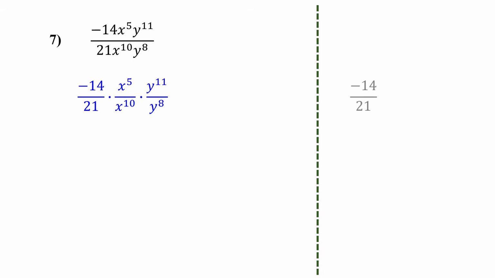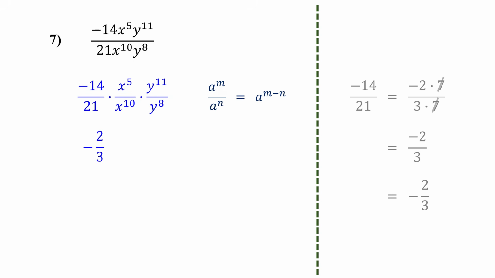Start with the coefficients. -14 and 21 share 7 as a common factor. So this simplifies to -2/3, right? Place the negative sign in front. Now for the variables, keep the base and subtract the exponents. So for x, 5 minus 10 equals -5, so we get x to the -5th. For y, 11 minus 8 equals 3, giving us y to the 3rd.